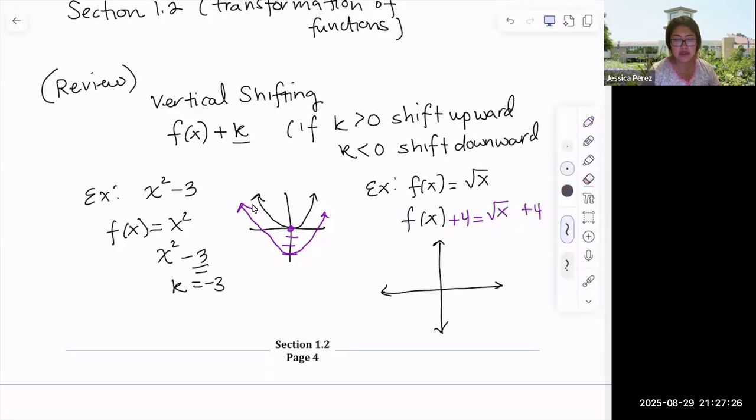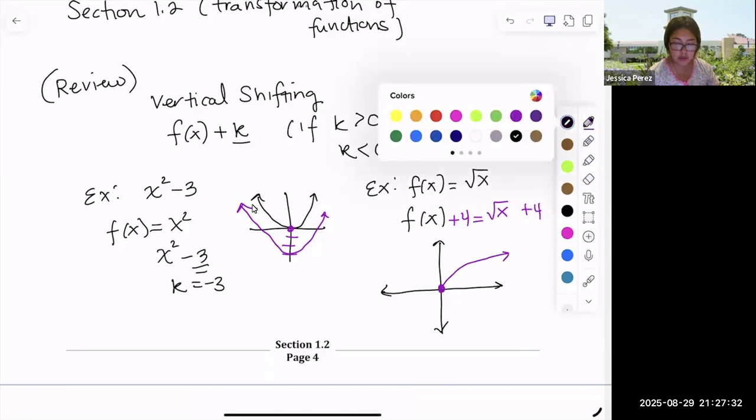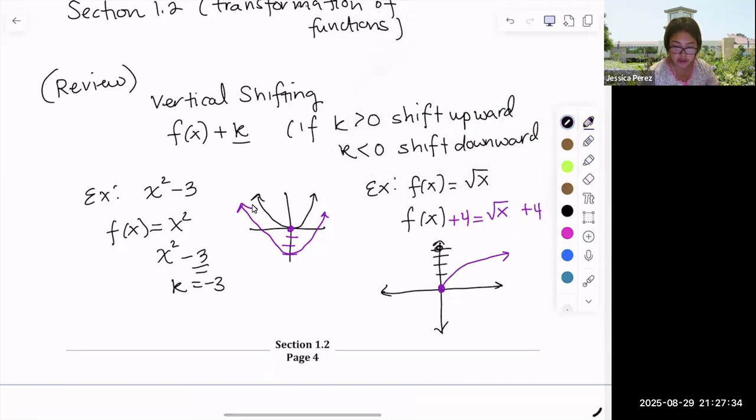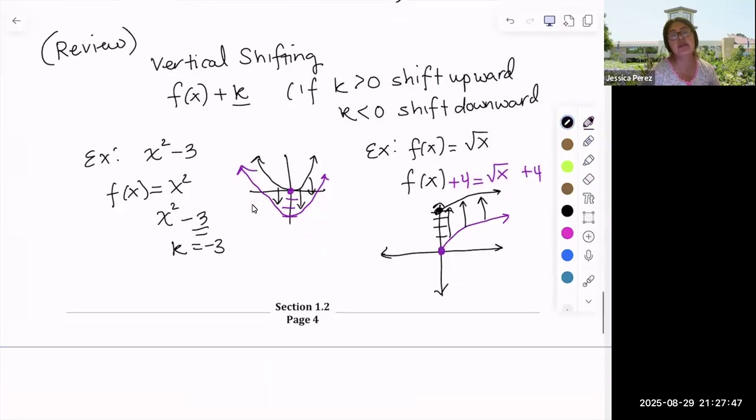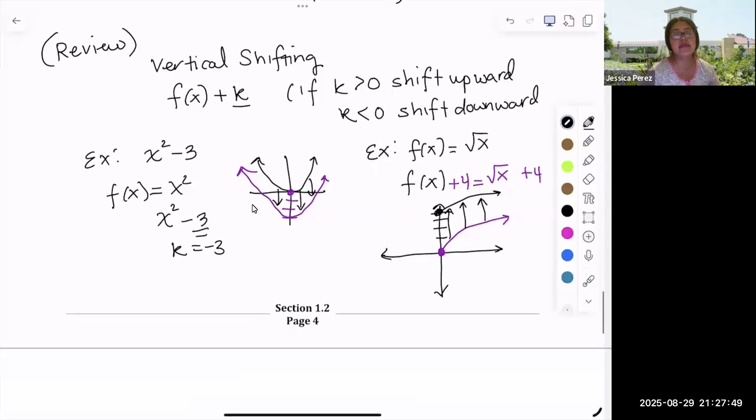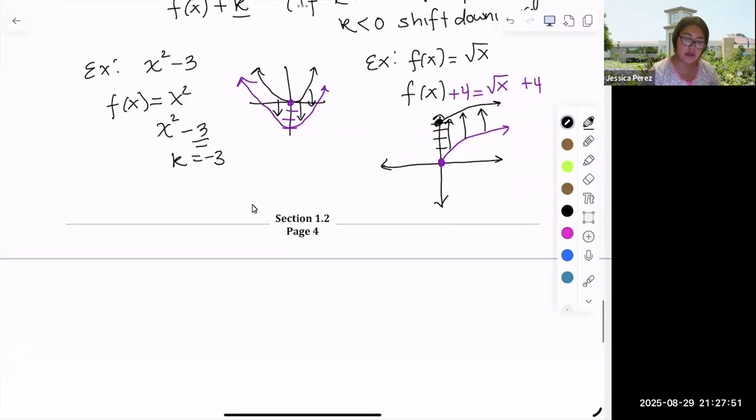So instead of the original function, the square root of x, which goes like this, if you have the square root of x plus 4, you go 1, 2, 3, 4, and then you start here. So every vertical component will increase by 4. In the previous example, every vertical component will decrease in value. My y value will decrease by 3. That is vertical shifting. We also have something called horizontal shifting.